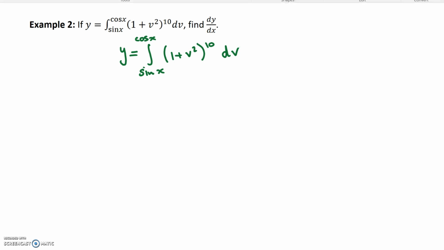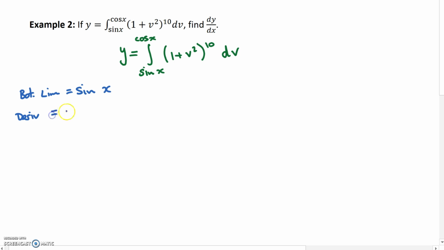So if we do this, the bottom limit is sine of x, and we need the derivative of that. So the derivative is equal to cosine of x. The top limit is cosine of x, and its derivative is negative sine of x.